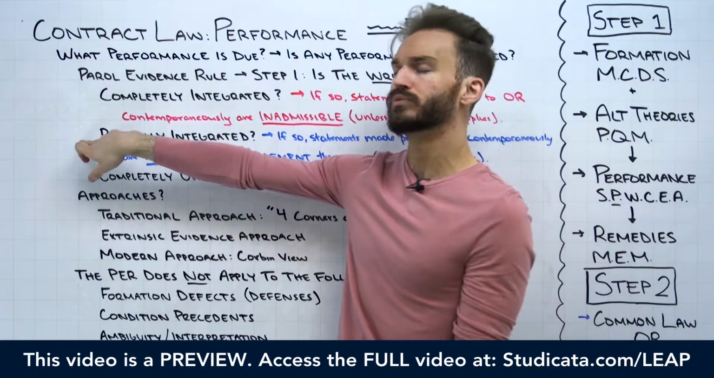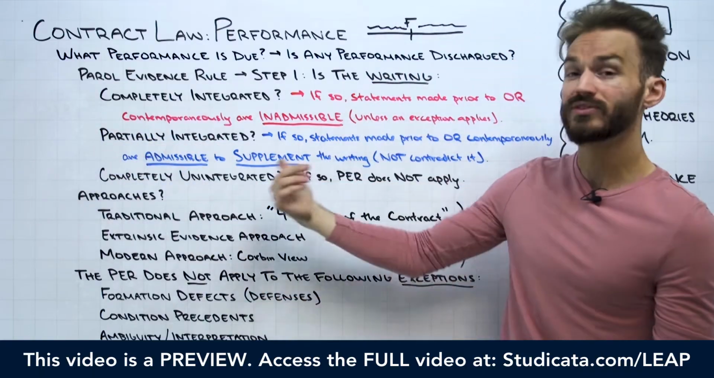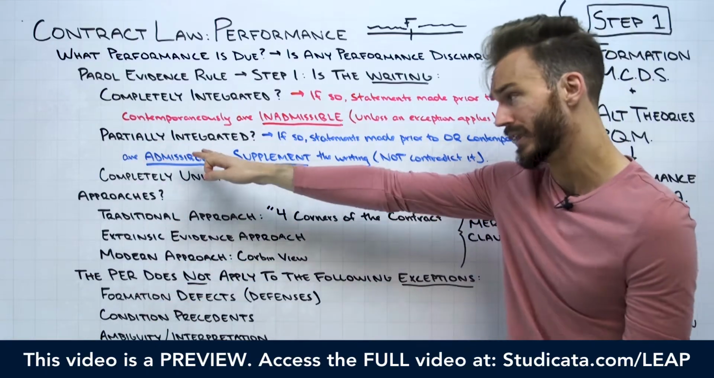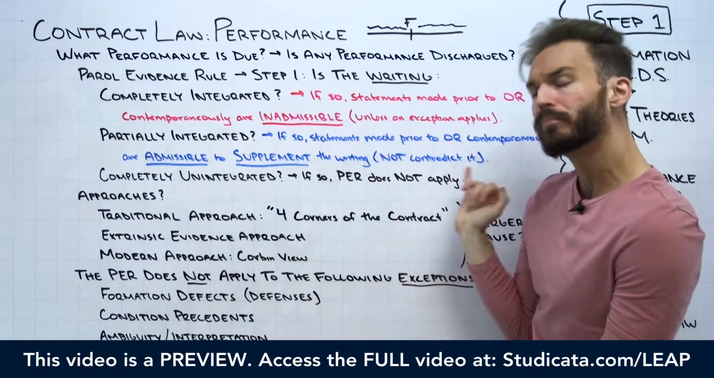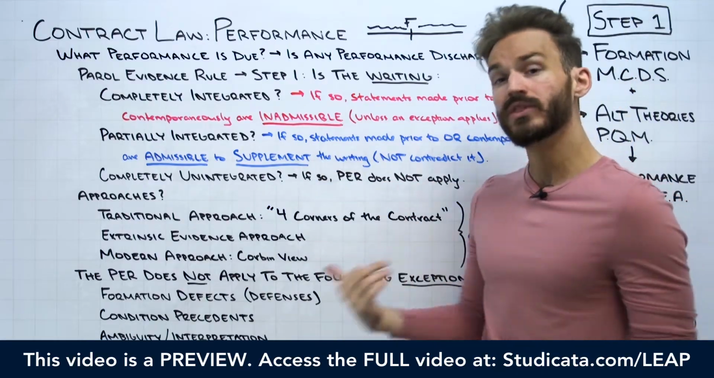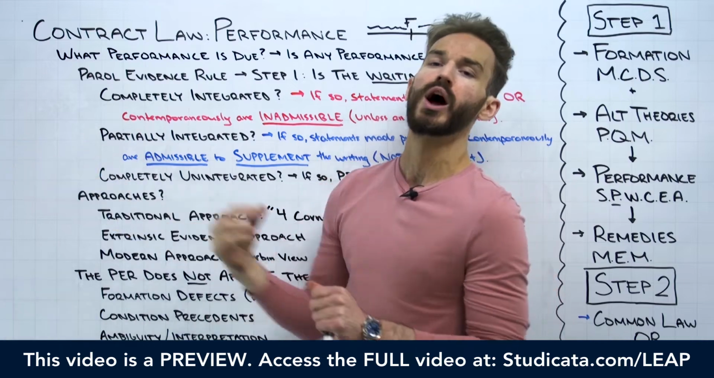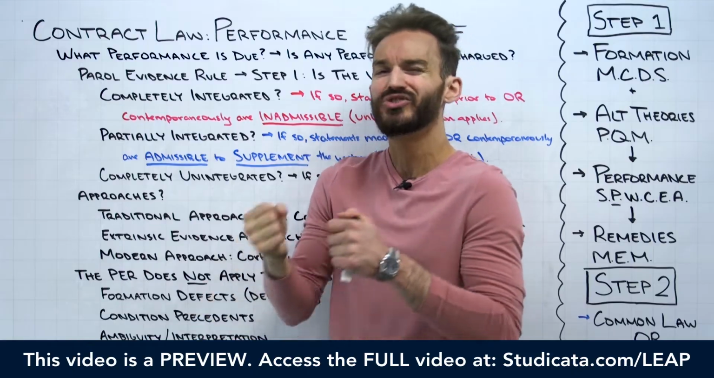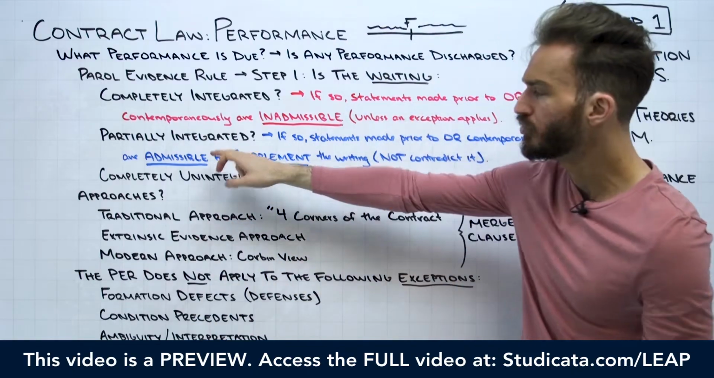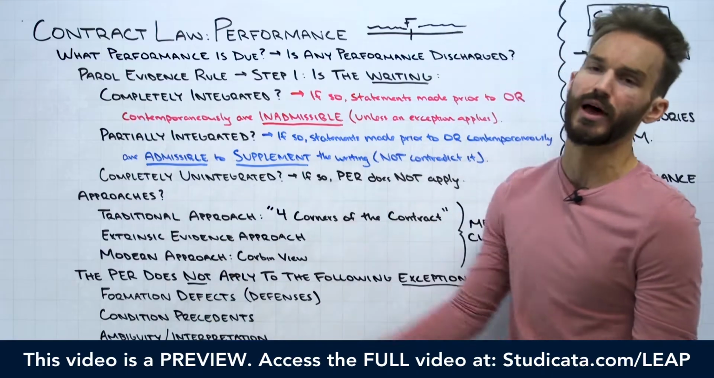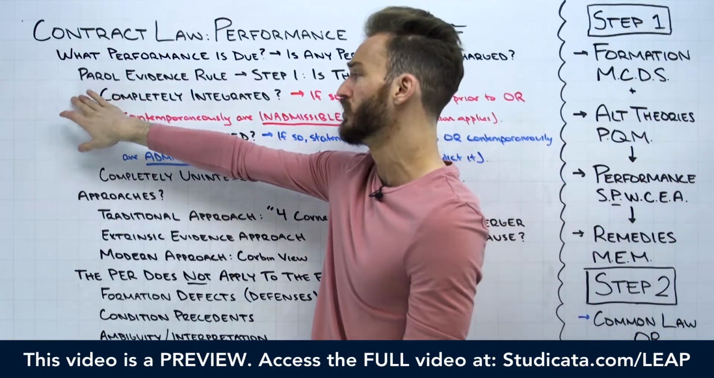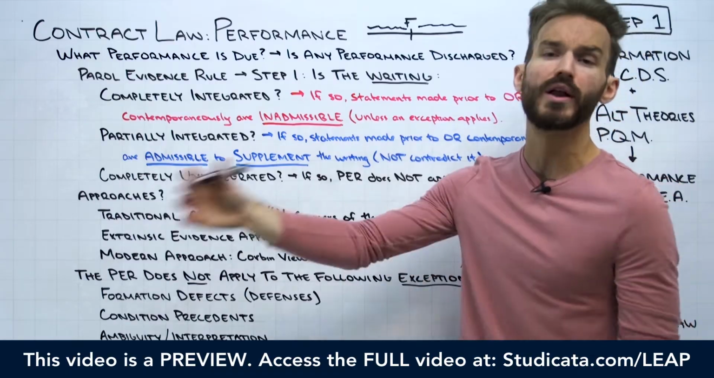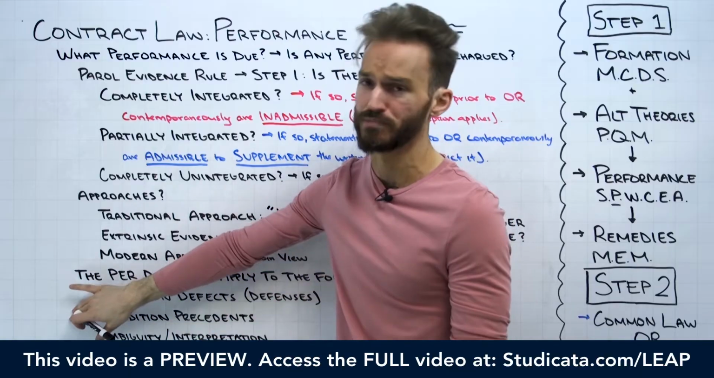But what if we found that it was partially integrated? What would happen there? Well, the statement is admissible. Any statement made prior to or contemporaneously with the writing is admissible if it's to supplement the writing, not to contradict it. In this case, you would be bringing in that evidence to contradict the writing. You're saying, look, it wasn't $5, we agreed to $1. That's a direct contradiction. So that would be inadmissible, again, unless an exception applied. So either way, whether we find it's completely integrated or partially integrated, that prior agreement that we agreed on for $1 is inadmissible unless an exception applies.